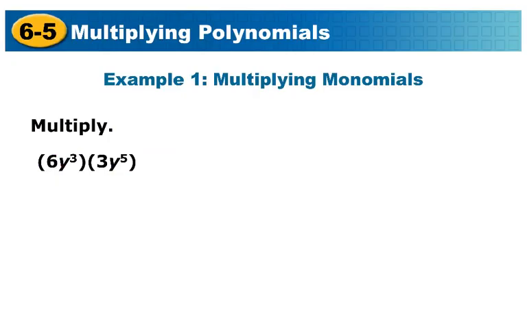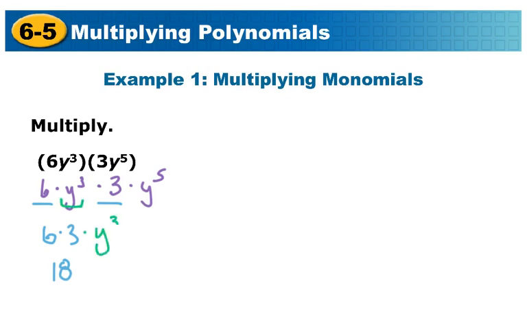So this first one here, again with the parentheses, it's not really helpful unless we have a negative, and so really it's just 6 times y cubed times 3 times y to the 5th. And so technically we will just be multiplying the 6 and the 3, so 6 times 3, which will be 18. And then we'll be multiplying the y cubed and y to the 5th, and that makes y to the 8th. So that is multiplying monomials.